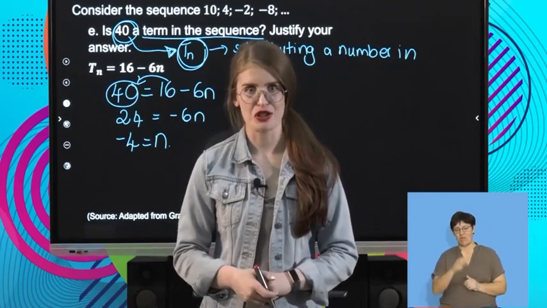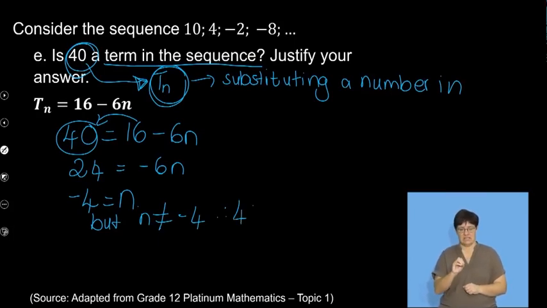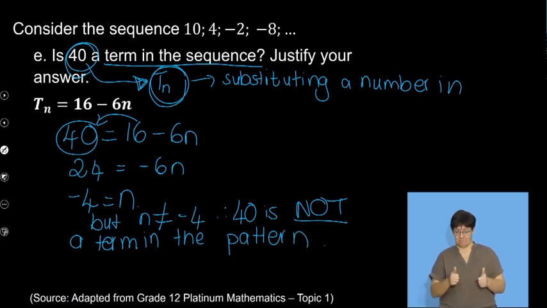So let's conclude on the board together. So we're going to say, but n cannot be equal to -4, therefore 40 is not a term in the pattern. Cool.